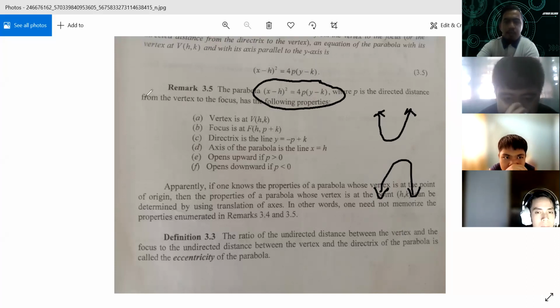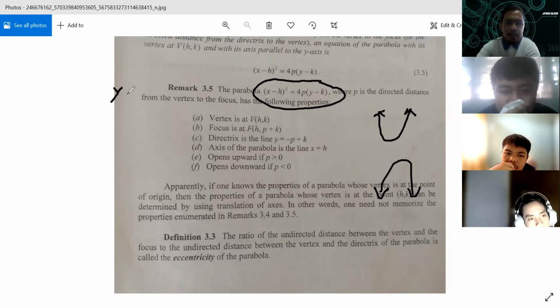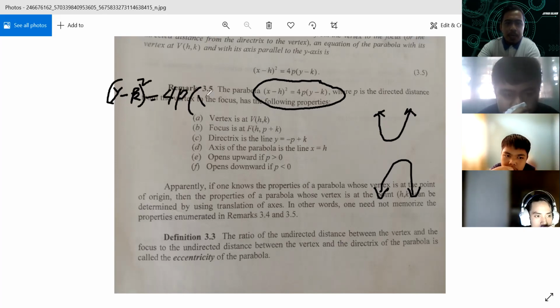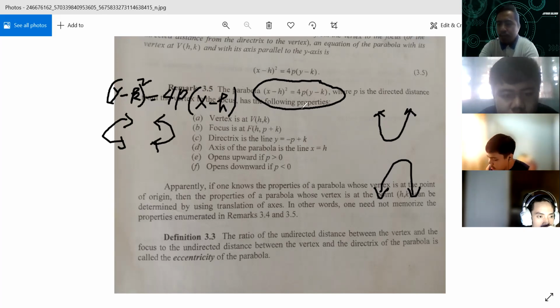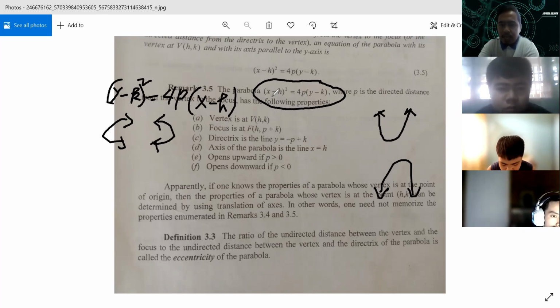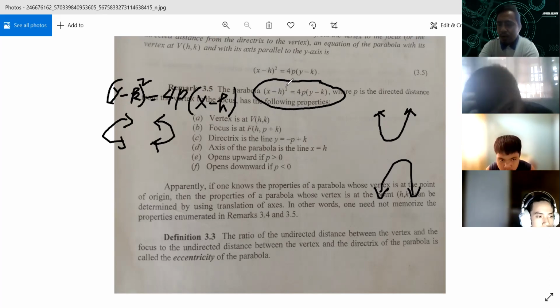As you can see, the form is y minus k quantity squared equal to 4p(x minus h) for left or right. This time, for up or down, it will be this one. What do you observe? They are different. In this case, the squared is on the x.